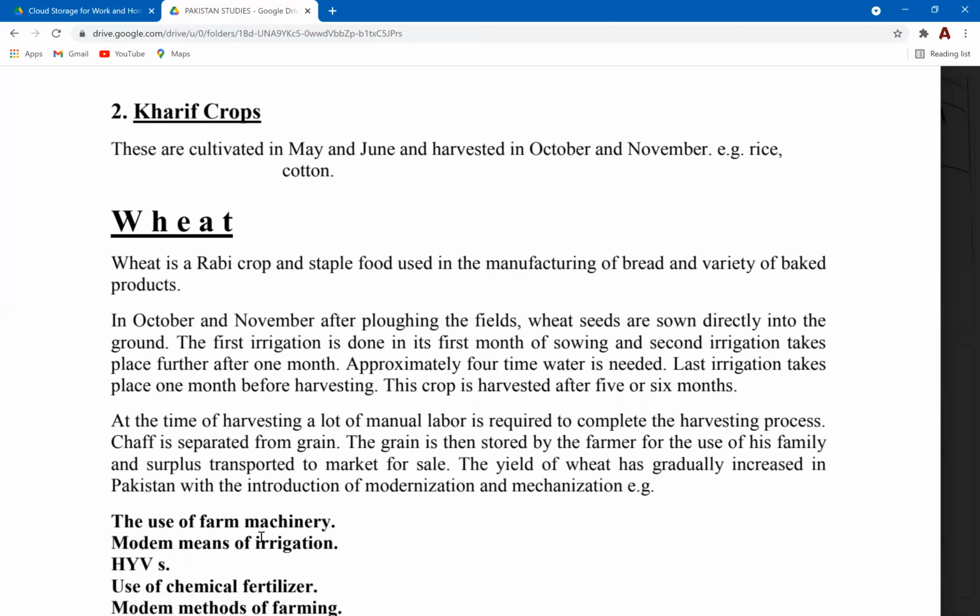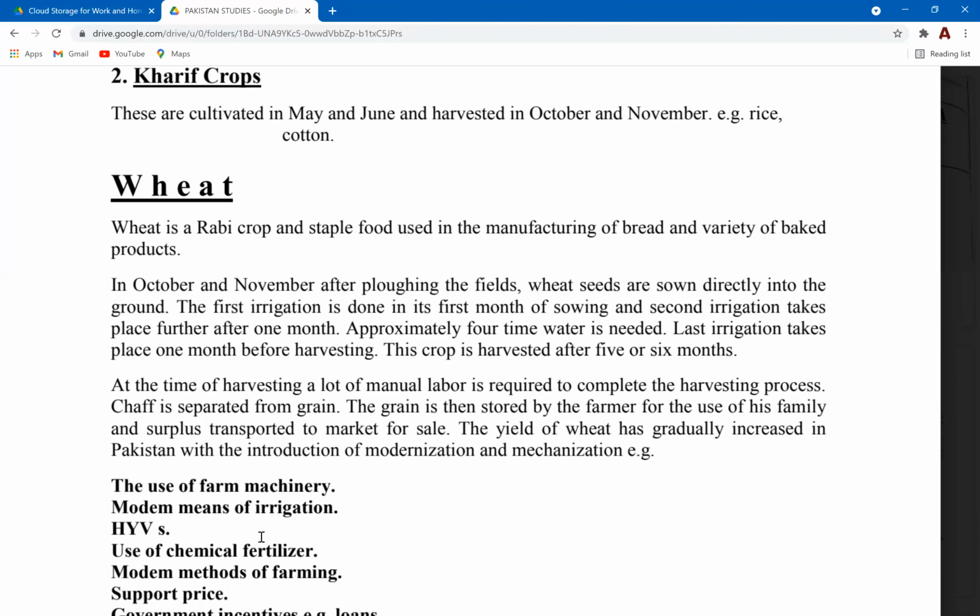Wheat is a Rabi crop. You cultivate wheat in winters and you harvest wheat in summers. It's used for the manufacturing of bread and baked products, right? So plowing is first of all done in October, November, because that is the time when the seeds are sown directly into the soil. That is the time of cultivation.